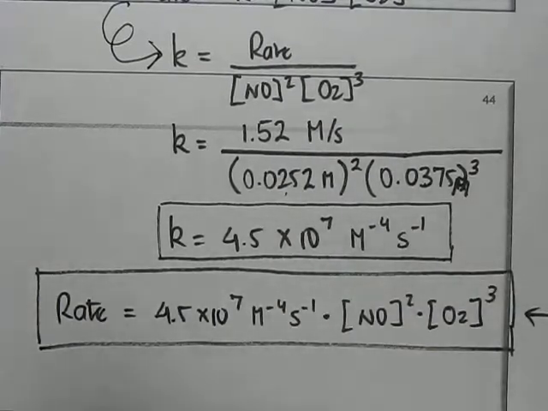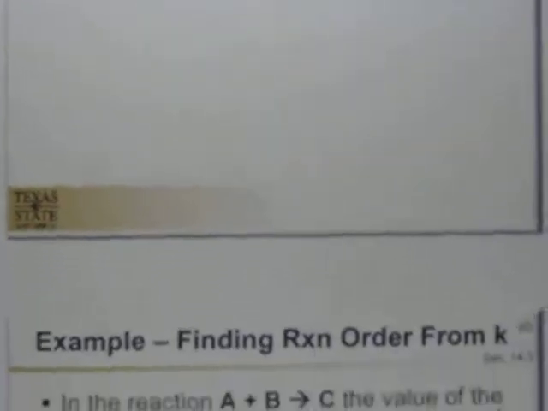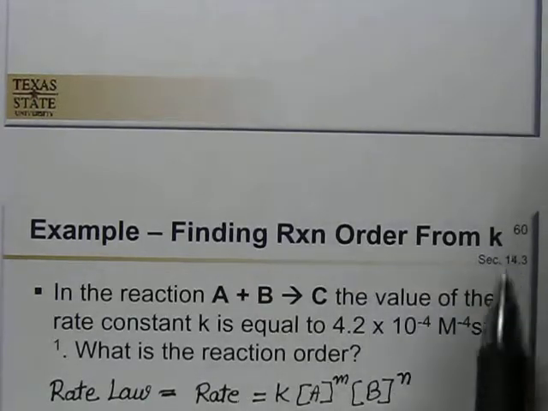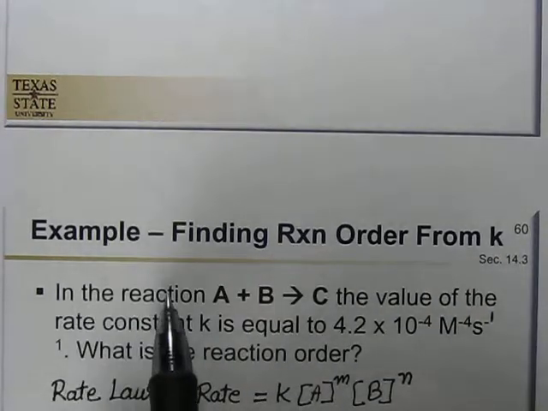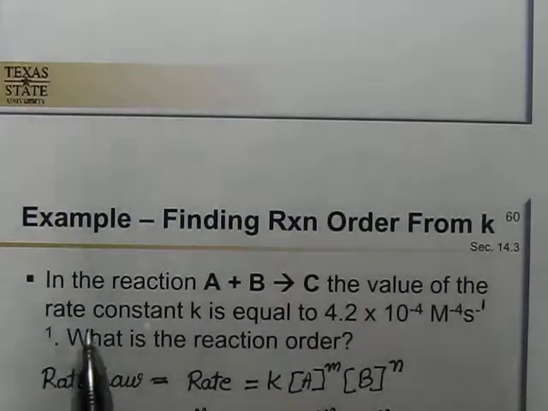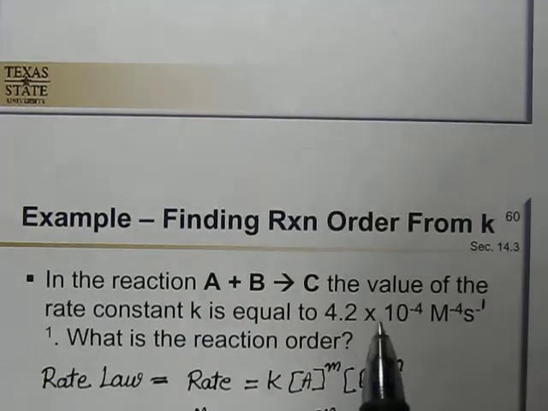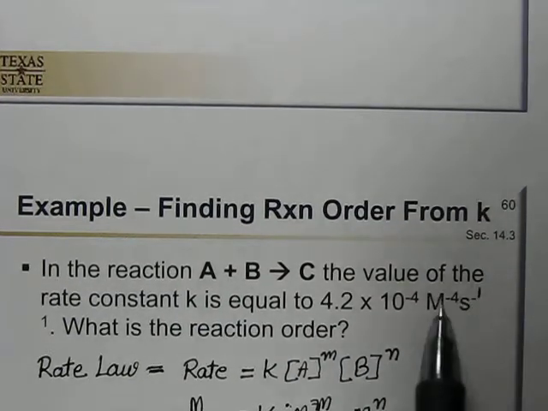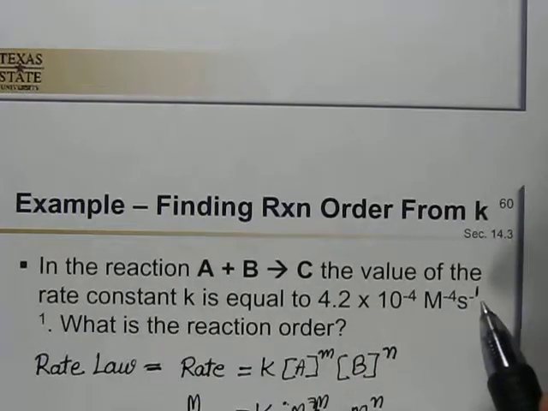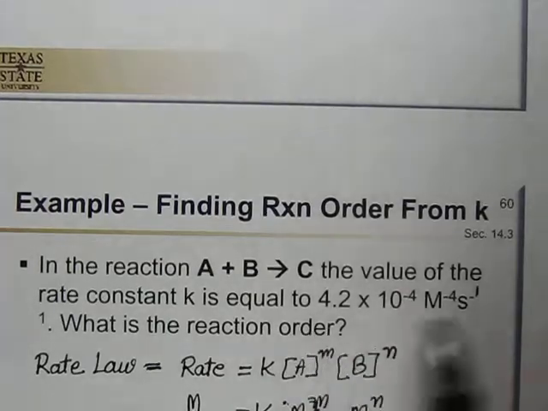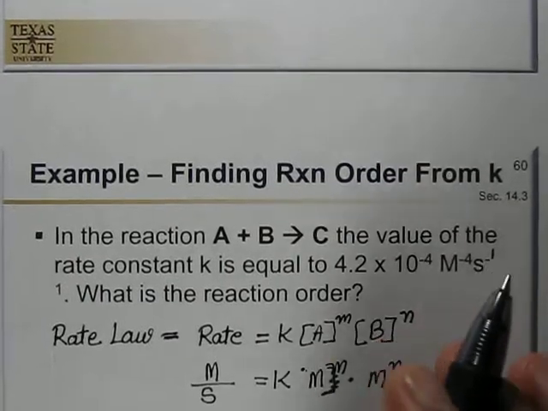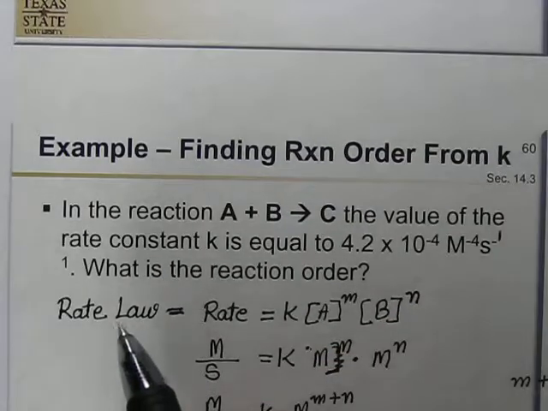Let's calculate one more example. Example, finding reaction order from K. In this reaction, A and B react, C is the product. The value of the rate constant K is equal to 4.2 times 10 to the power minus 4 molarity to the power minus 4, second inverse. What is the reaction order? So here you can see no value is given, except the K value. But we can write a rate law.